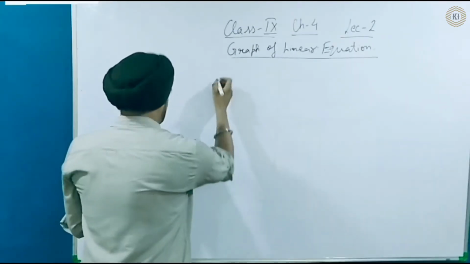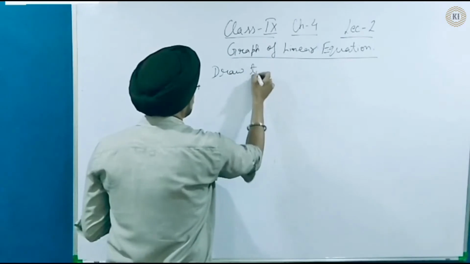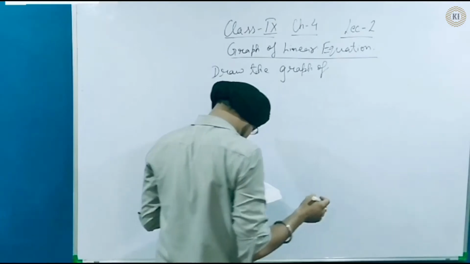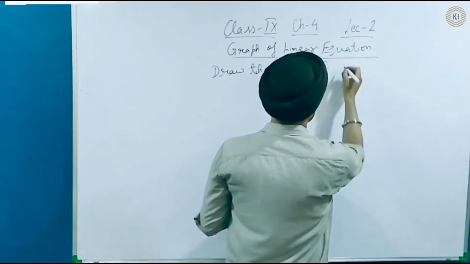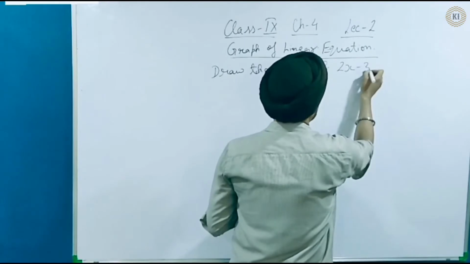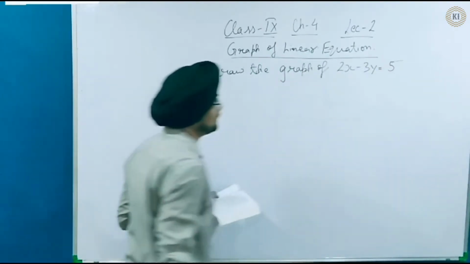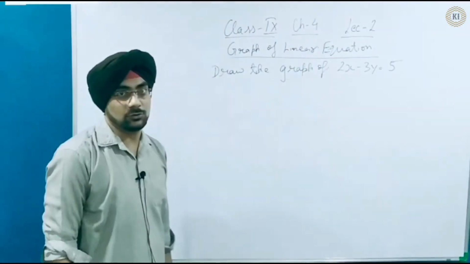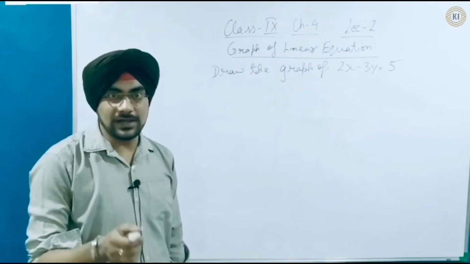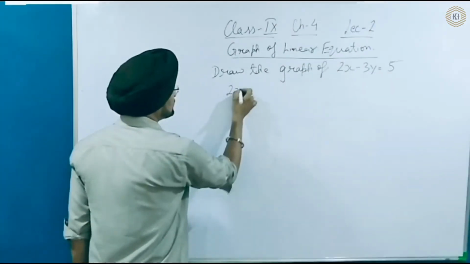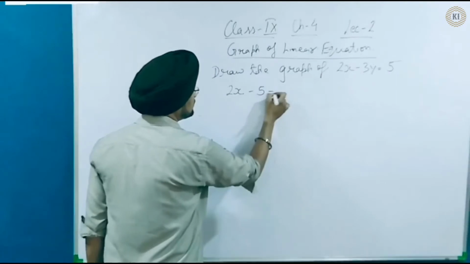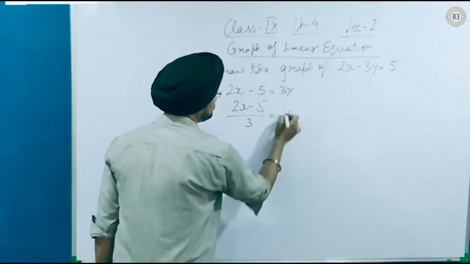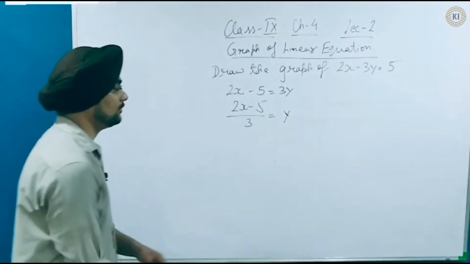So draw the graph of 2x minus 3y is equal to 5. First step, as I have told, calculate the value of y from the equation. So 2x minus 5 is equal to 3y, so y equals (2x minus 5) upon 3. It is the value of y from the equation.